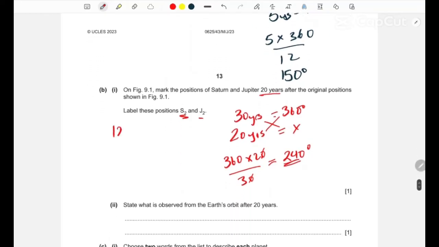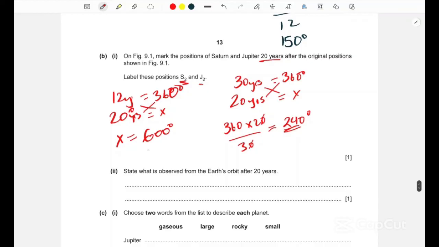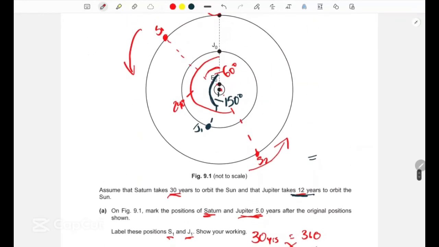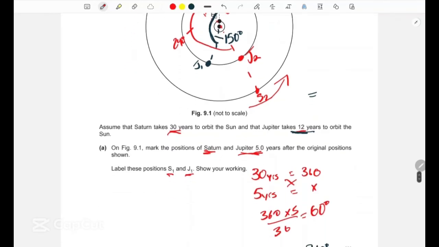And then for Jupiter, we know that Jupiter takes 12 years to do 360 degrees. In 20 years, it would do X. So we cross-multiply, and X would be 600 degrees. Obviously this is a circle and the maximum is 360, so we know that it does more than one revolution. So we do 600 minus 360 degrees, which becomes 240 degrees. So this is also going to be at 240 degrees, in the same alignment as S2. So we write J2 over here, in the same alignment, which is also 240 degrees.